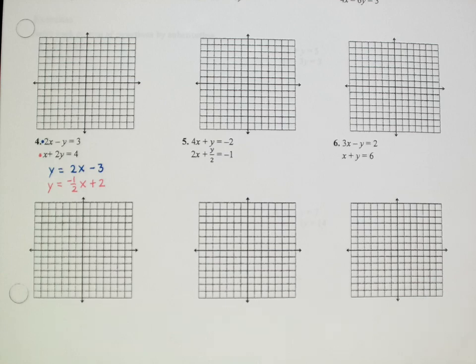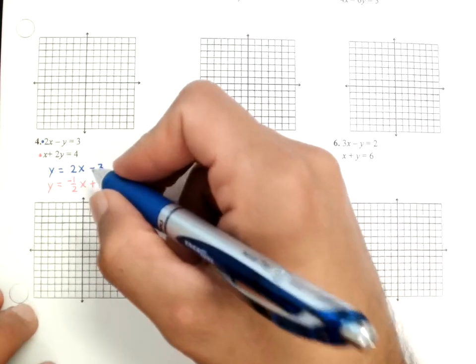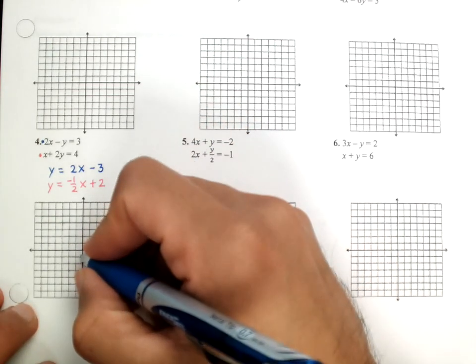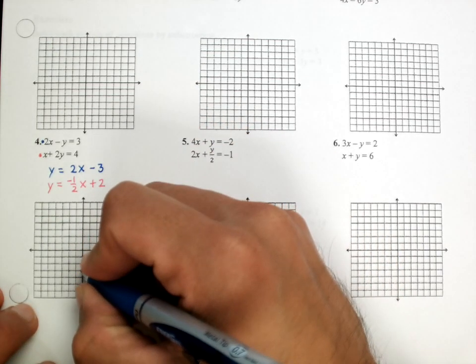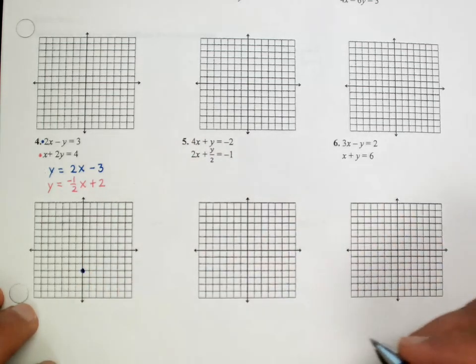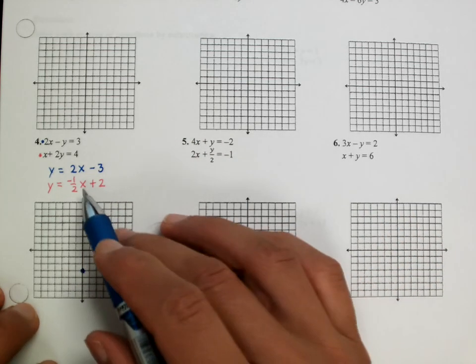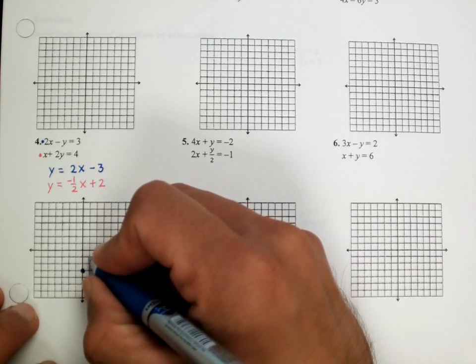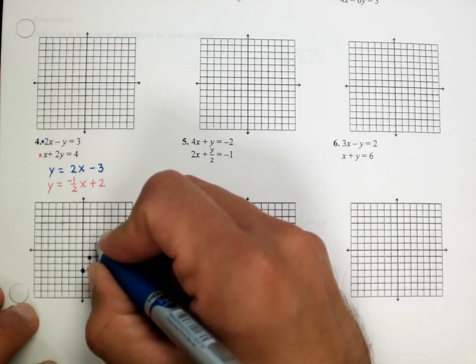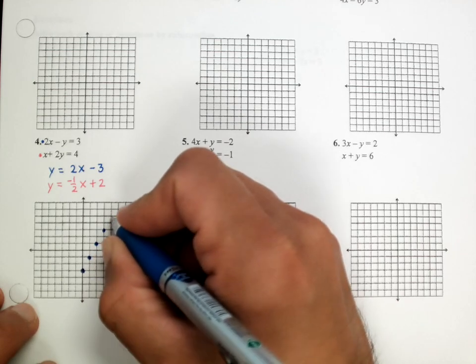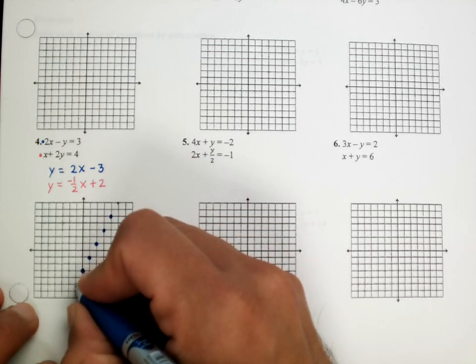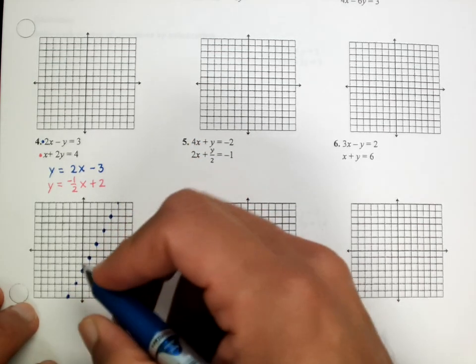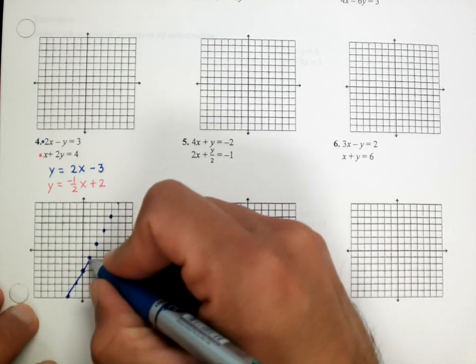So what we're going to do here is actually graph each line. We have 2x - 3. Remember that the constant is the y-intercept, so in this case, the negative 3 is the y-intercept. And my slope is going to be 2, so I'm going to go up 2 over 1, up 2 over 1, and keep going. Okay, I'm going to draw a line right through all those points.